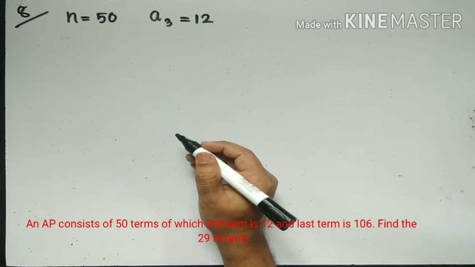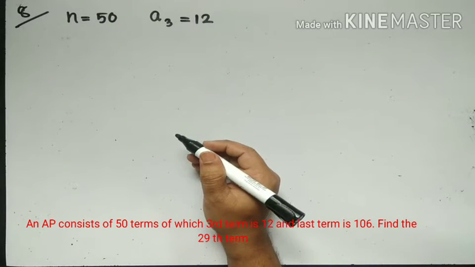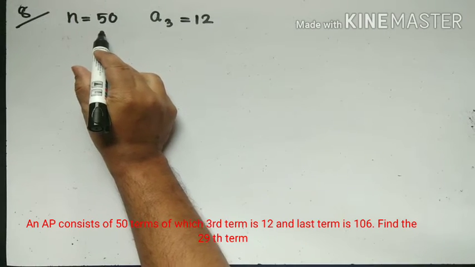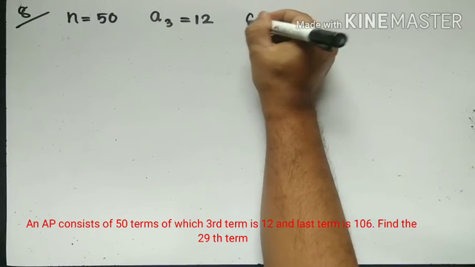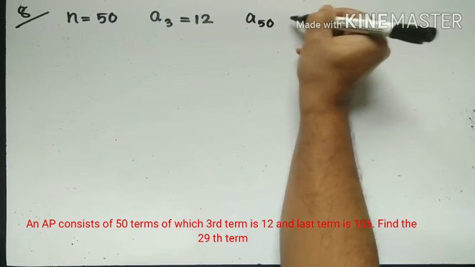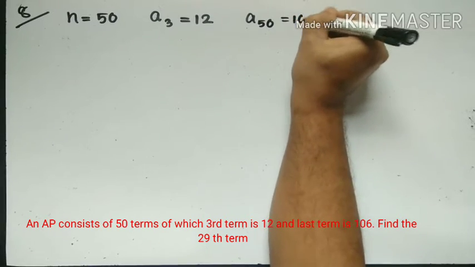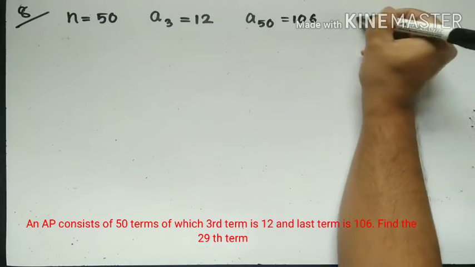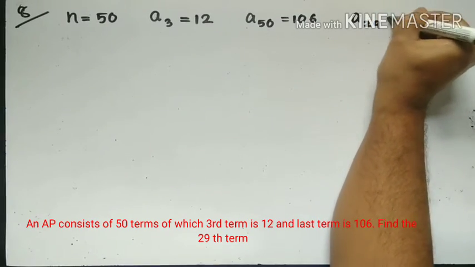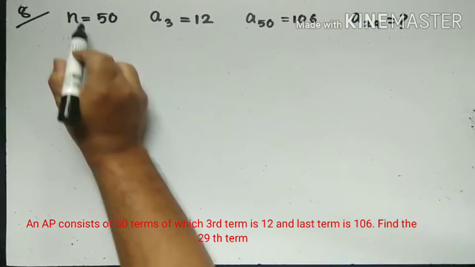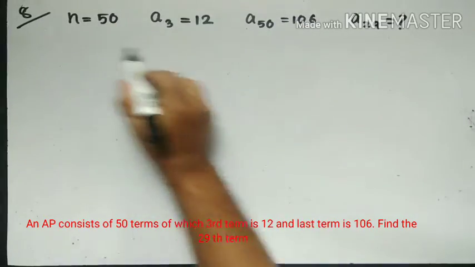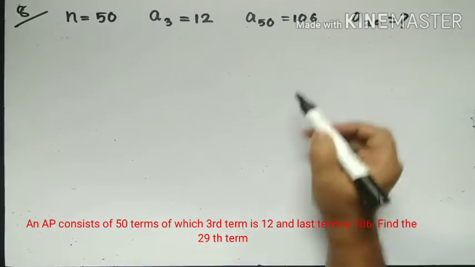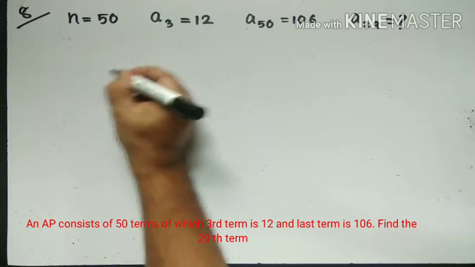And the third term is 12, and the last term, since there are 50 terms, is A50, which is given as 106. Find the 29th term, that means you have to find A29. So these are the information, and you have to put them here. Now from here we'll start.